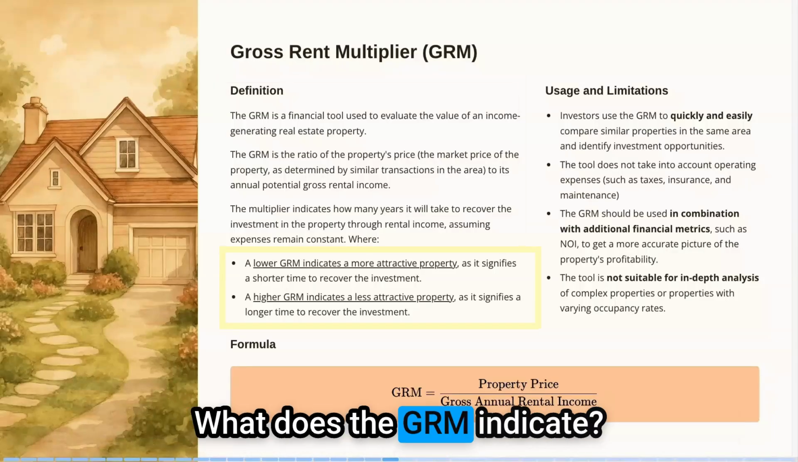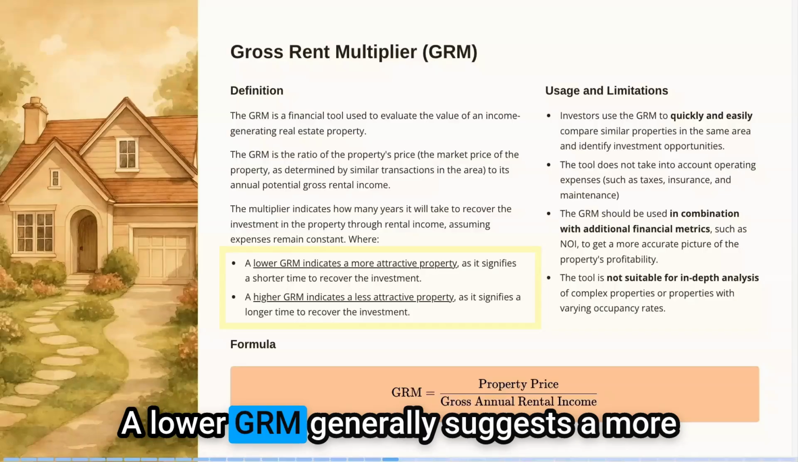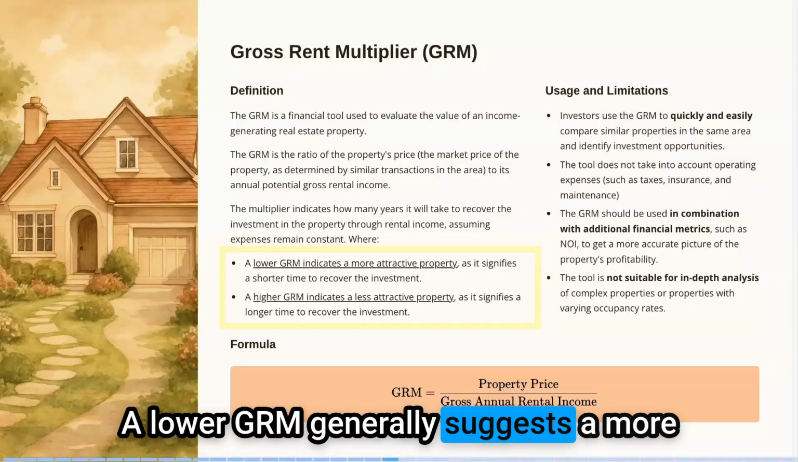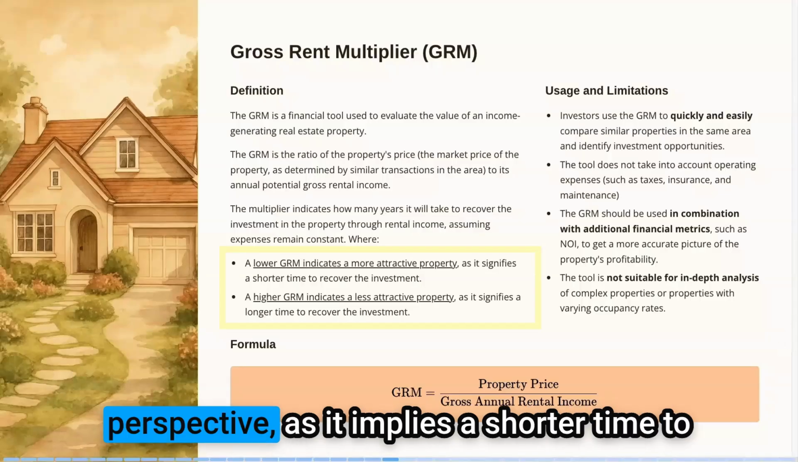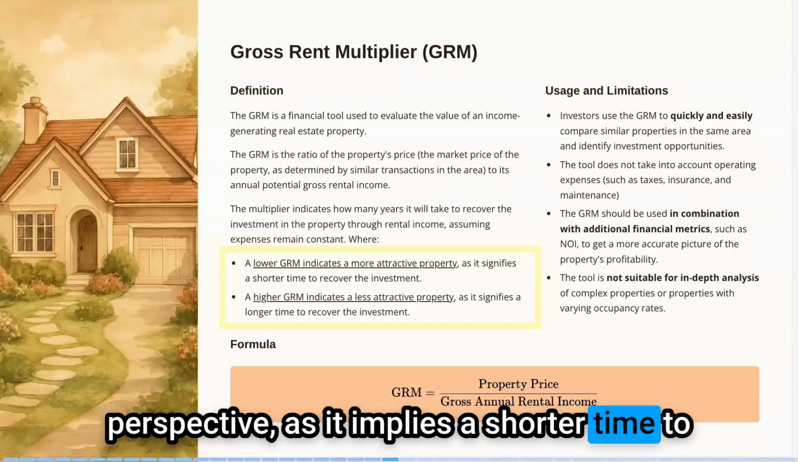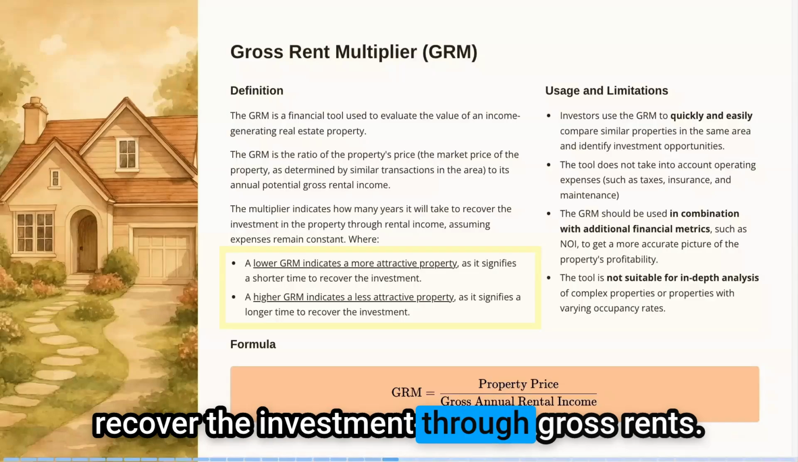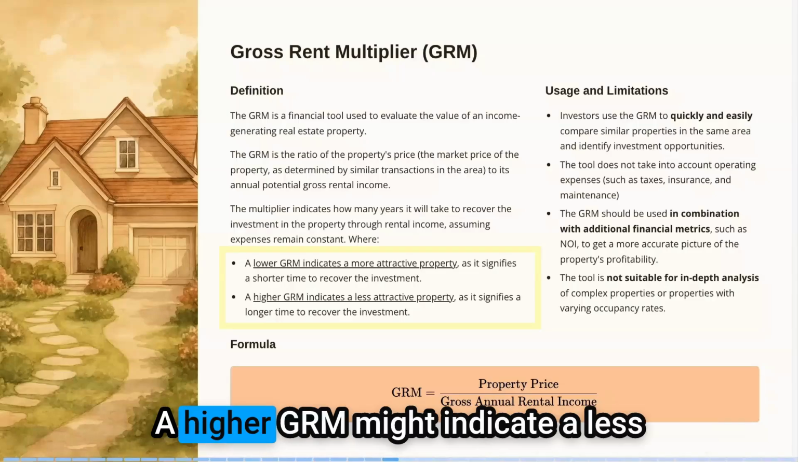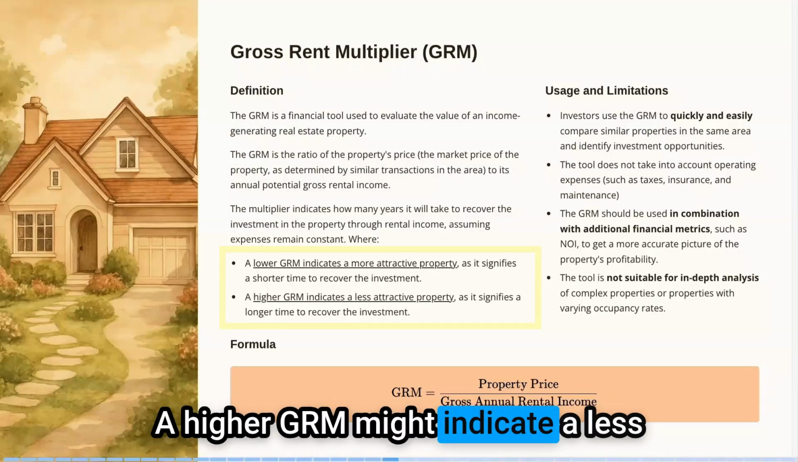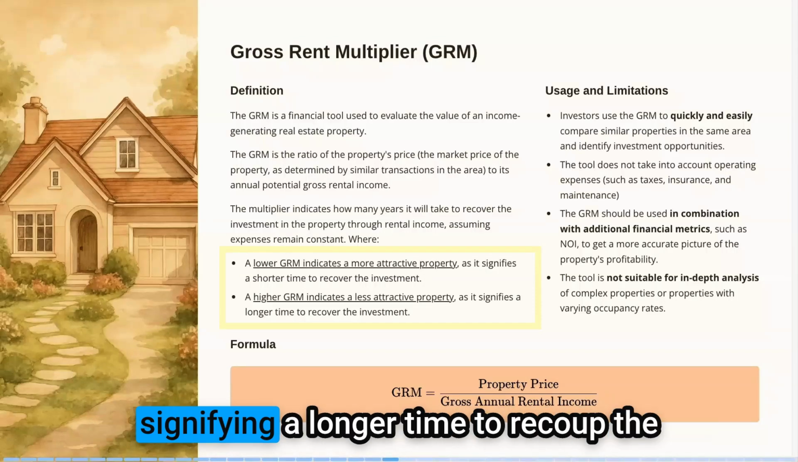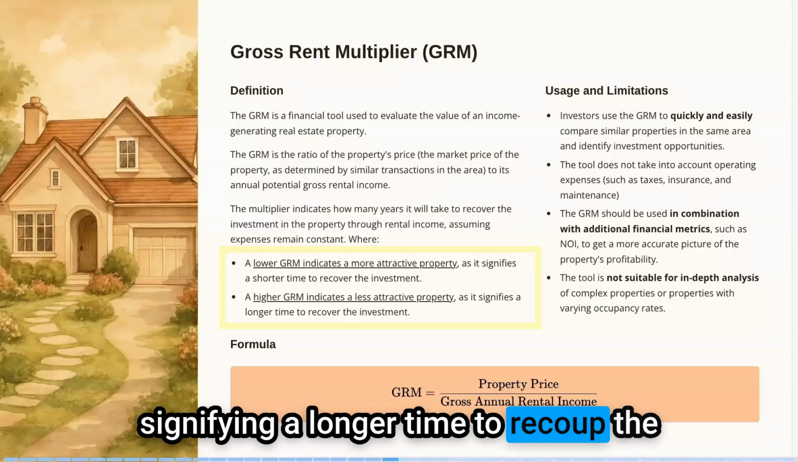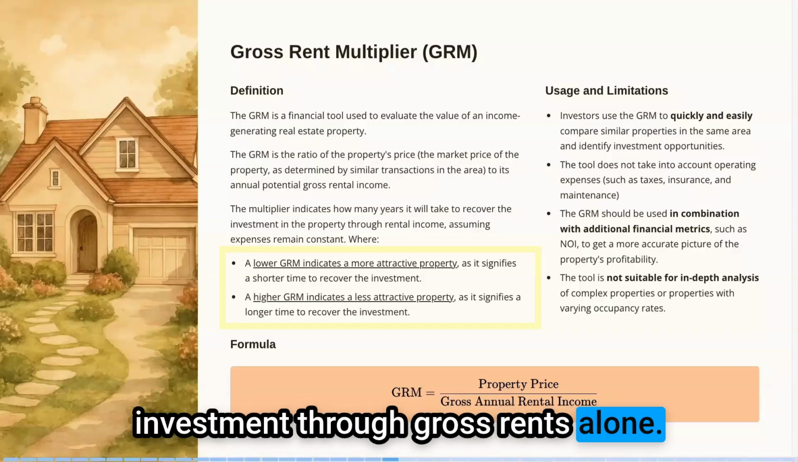What does the GRM indicate? A lower GRM generally suggests a more attractive property from a price to rent perspective, as it implies a shorter time to recover the investment through gross rents. A higher GRM might indicate a less attractive property on this simple measure, signifying a longer time to recoup the investment through gross rents alone.